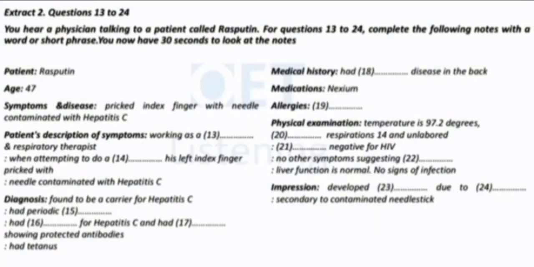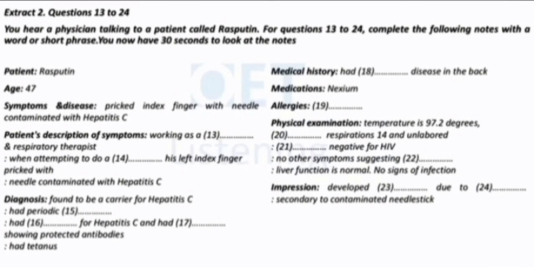Extract 2, questions 13 to 24. You hear a physician talking to a patient called Rasputin. For questions 13 through 24, complete the following notes with a word or short phrase. You now have 30 seconds to look at the notes.